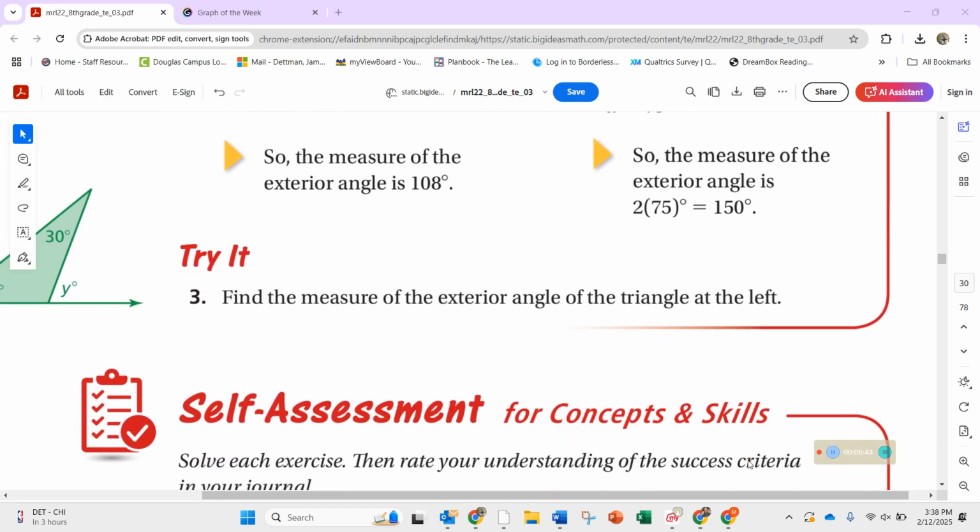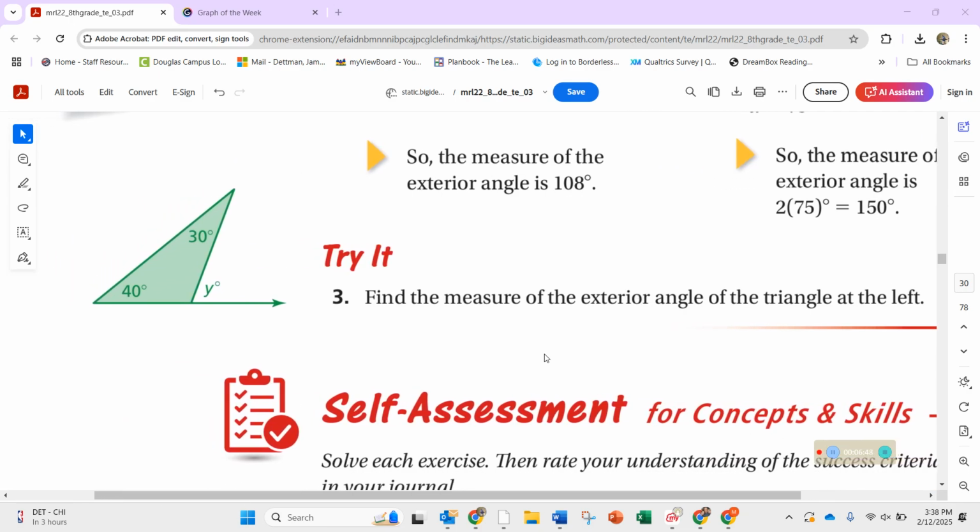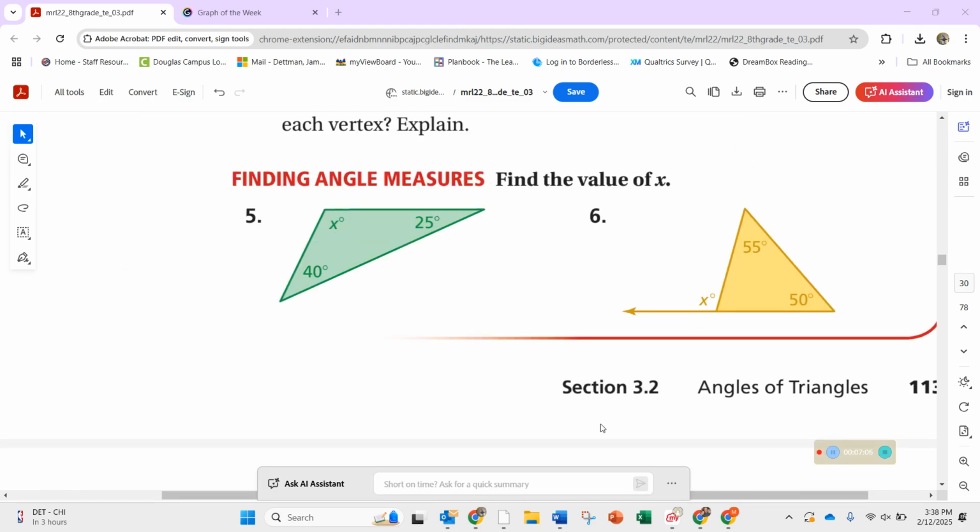Now, oh yeah, here we go. I have a try it here. So number 3, this is your third try it. It's right off here to the side. It's in green. You're going to go ahead and try it. So find the measure of the exterior angle to the left. Again, when you show me your notes, I'm looking for the first two. I'm looking for the third one right here. So pause it, solve it, and then we're going to skip 4.